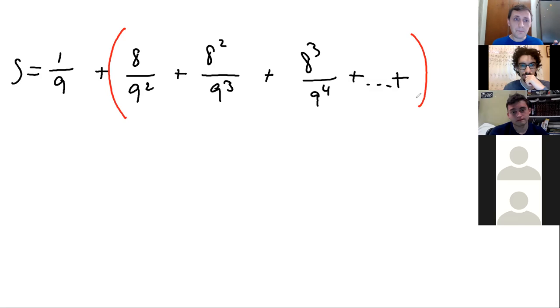So what do we do here? So that's my S. You see why I place parentheses over here is because what's in my red parentheses looks like the original sum. You agree? Now, what do I factor out? What am I factoring out?